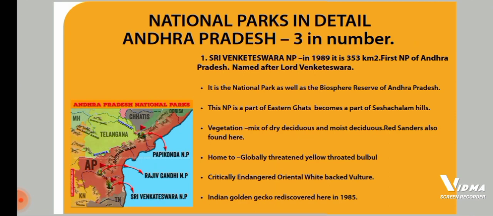The vegetation, it is a mix of dry deciduous and moist deciduous. Here we can see red sanders. This national park is home to globally threatened yellow-throated bulbul, critically endangered oriental white-backed vulture, and Indian golden geckos discovered here in 1985.